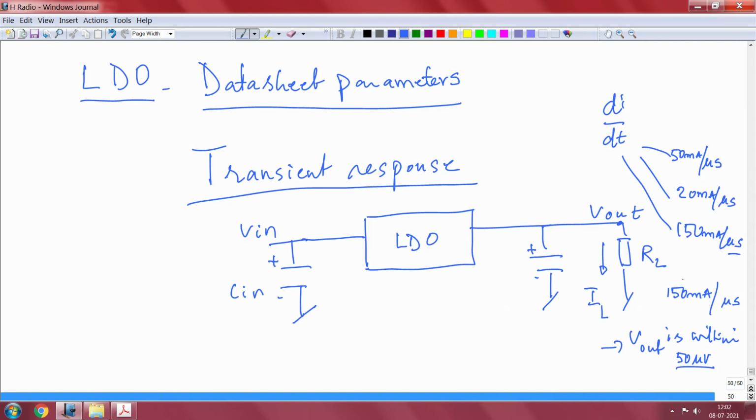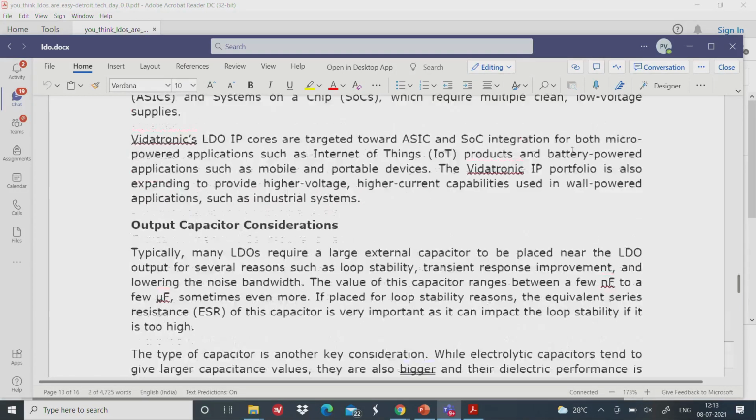That means even under huge transients. Why is it transient? Because the time it takes to draw this 150 milliamperes is quite short. In 1 microsecond you are drawing 150 milliamperes. After that it may settle down, that is another story, but that should not pull the LDO out of regulation, and that is essentially what you should look out for. Alright, so now we have to see how these things are defined, and this little discussion I was trying to do is essentially talking to you about this particular transient thing.